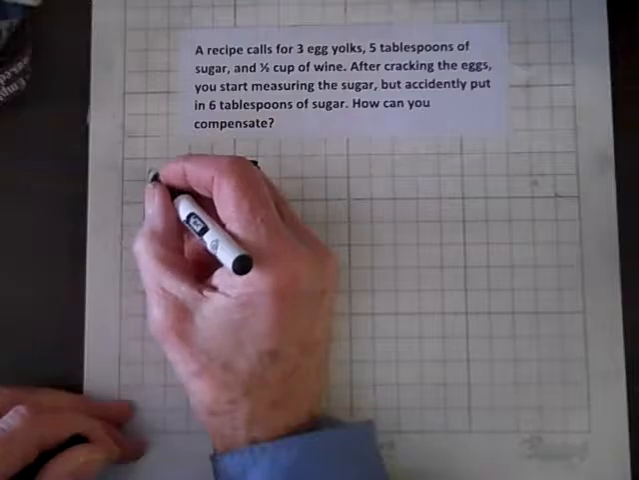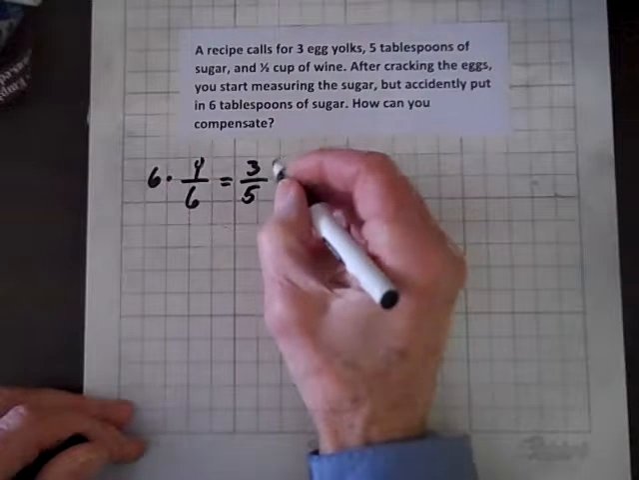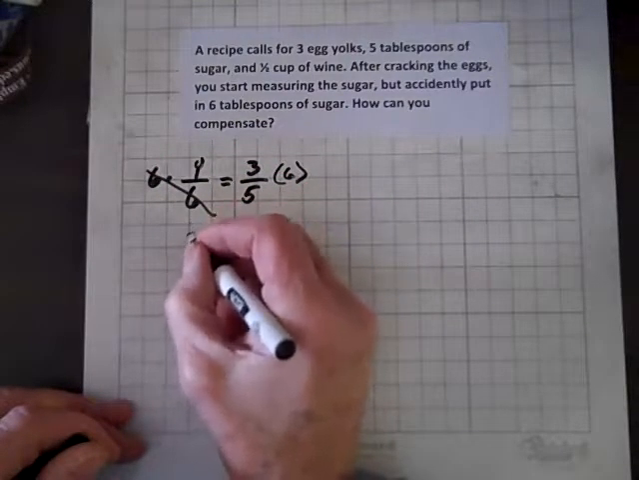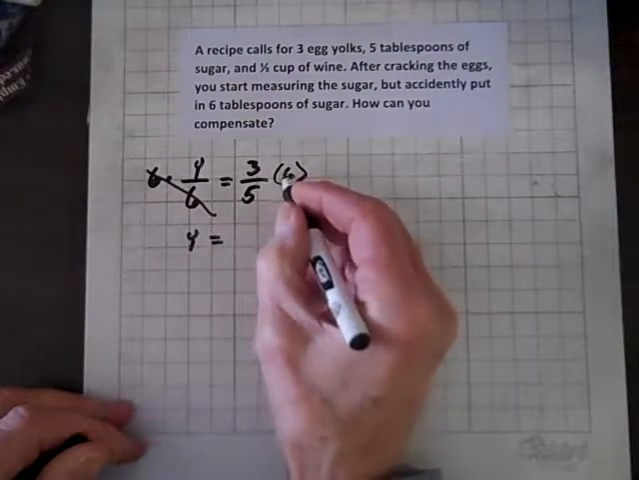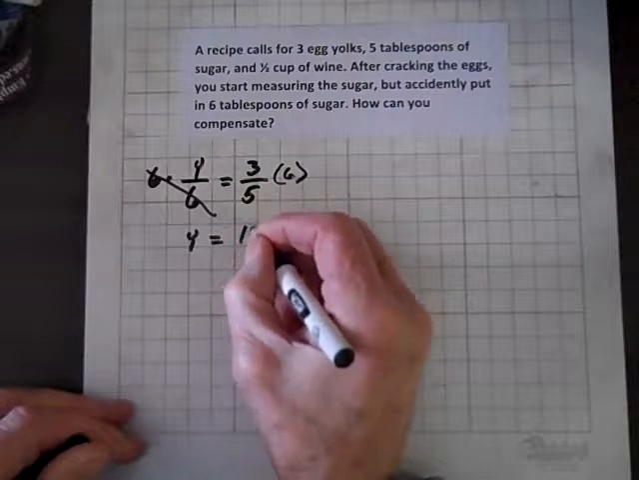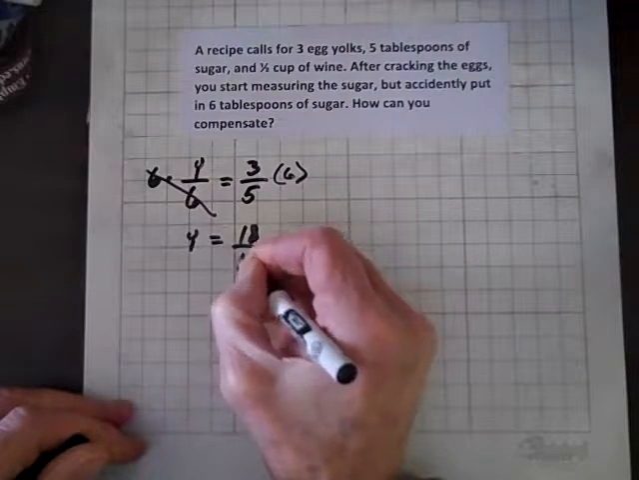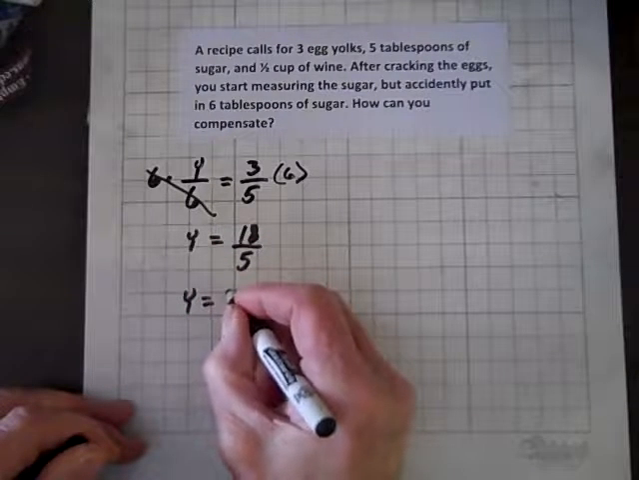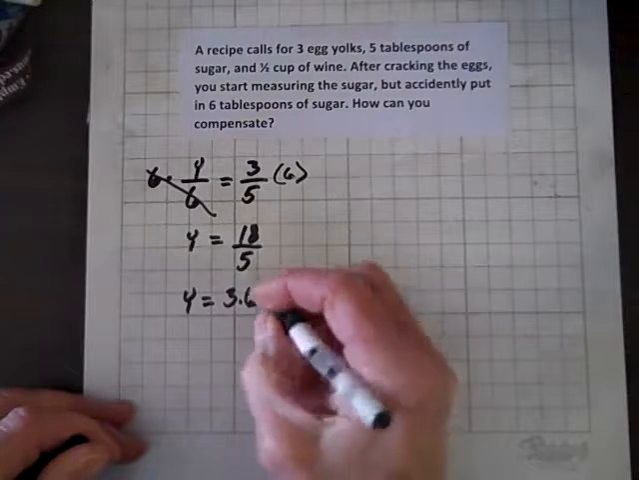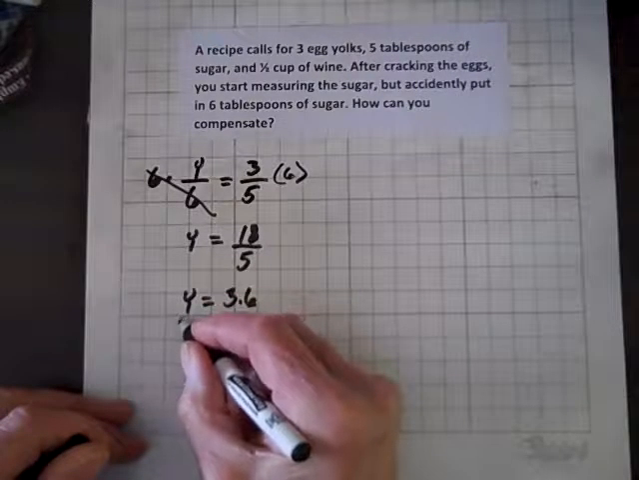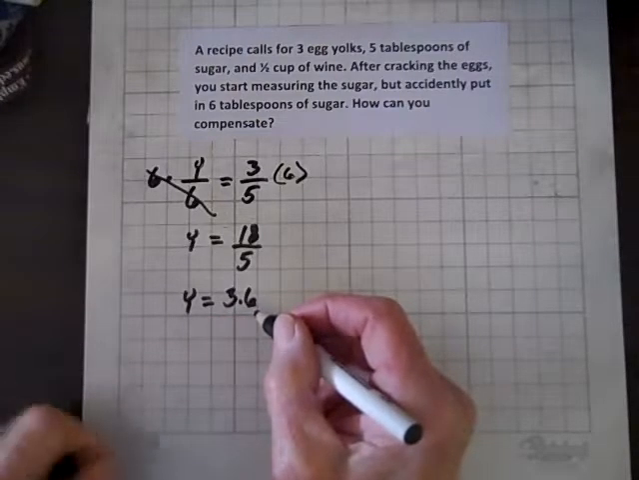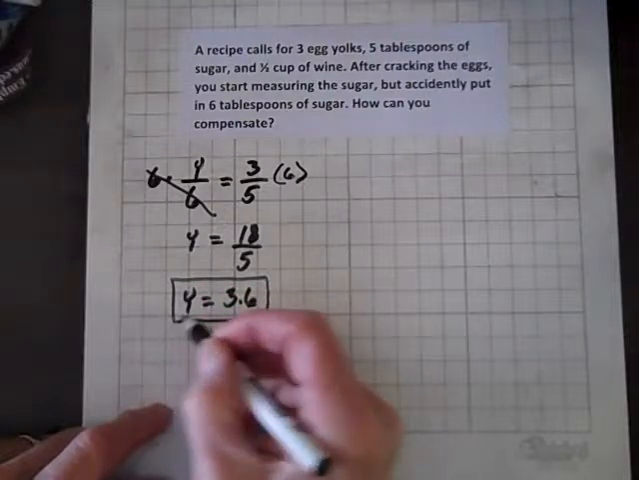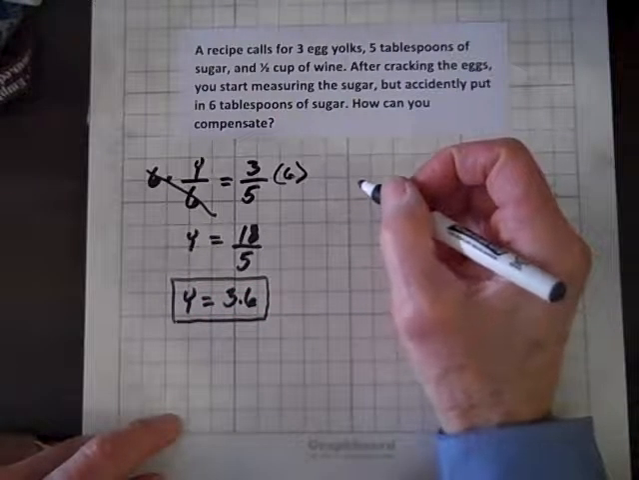So, a little algebra here. We'll multiply both sides by 6. And the 6's divide out here, and we get y equals 6 times 3 is 18, divided by 5, which equals 3.6. And so the number of yolks is 3.6, and I'll leave it up to you to actually carry out that construction of 3.6 yolks.